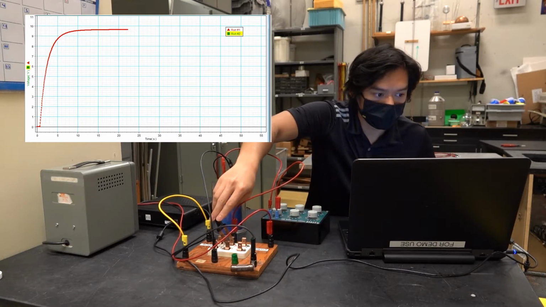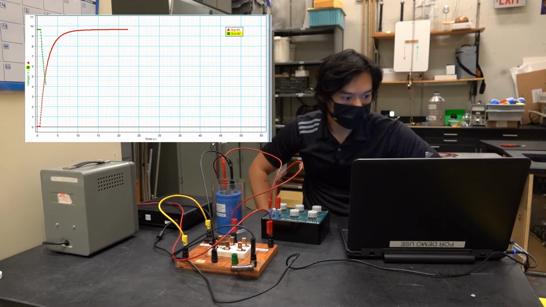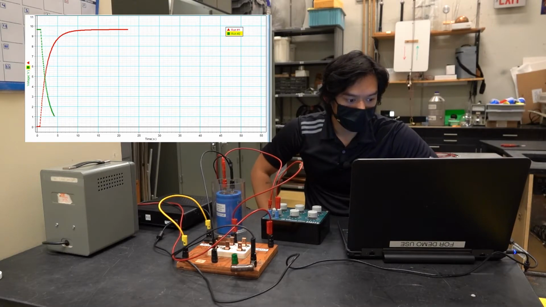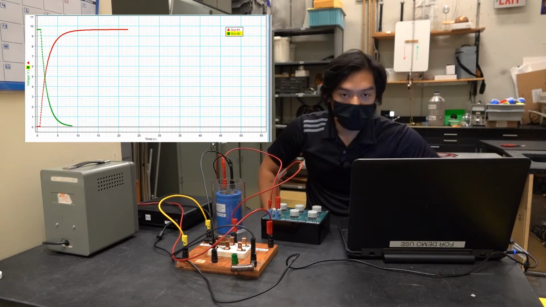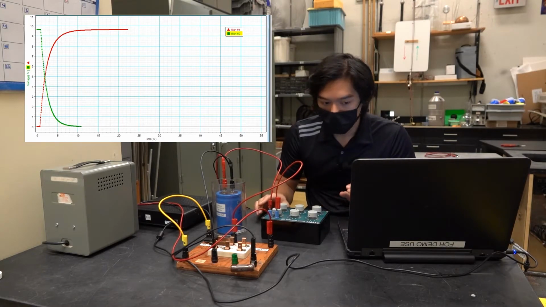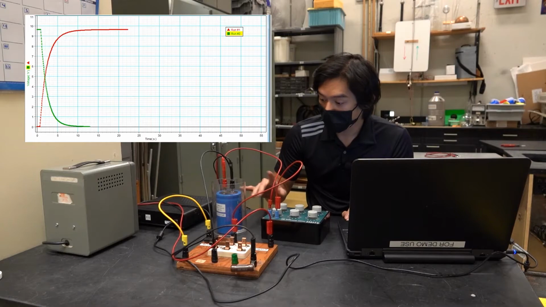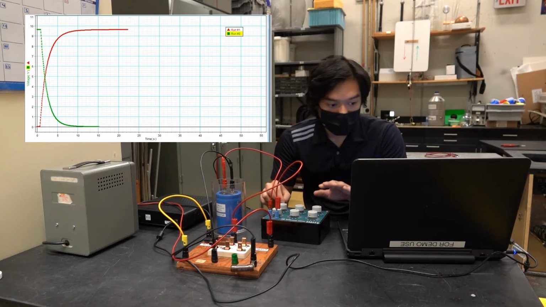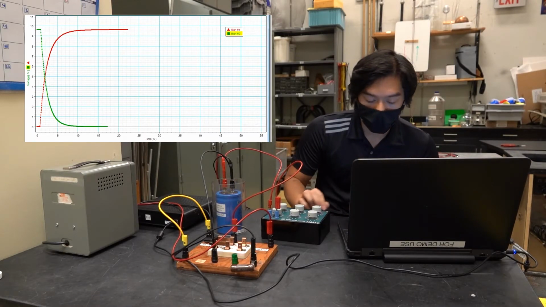So I'll start another collection here. Same exact thing going back down the other way. And that time constant, again, is able to be manipulated by changing the values of R and C. In this case, we can change the value of R.